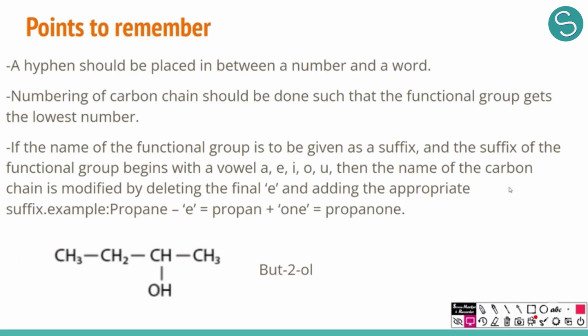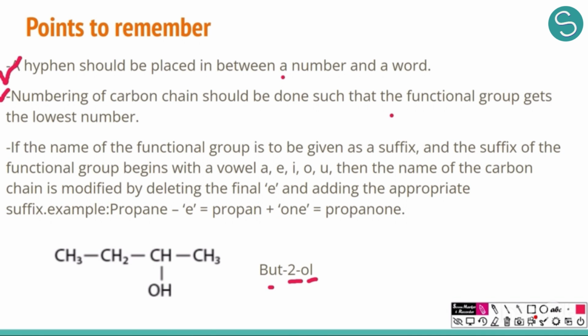Let's see some points to remember which are very important. Firstly, always a hyphen is used between a number and a word. For example, here I have written but-2-ol. Between 2 and ol I have placed a hyphen, and between but and 2 I have again placed a hyphen. So this is how we write the names. This is important. Numbering of the carbon chain should be done such that the functional group gets the lowest number.